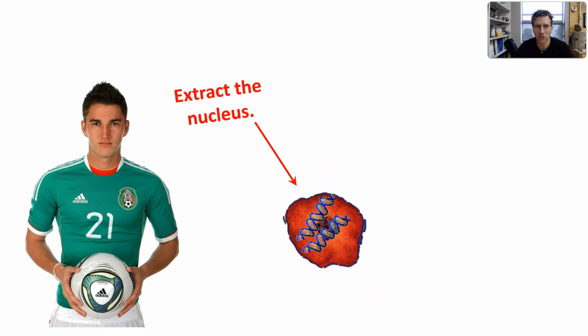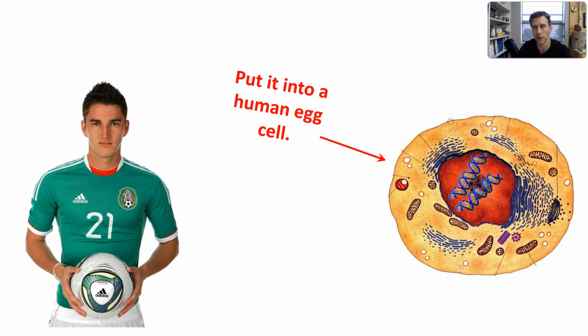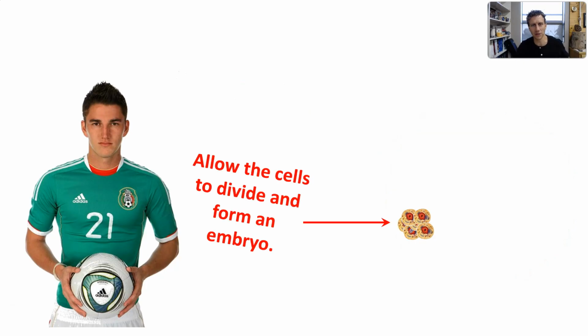What do we do? Extract the nucleus. Take the nucleus out. Okay? And put it into a human egg cell. Okay? So we find some woman, extract an egg cell from the woman, remove the nucleus from that egg cell, and put his nucleus into that egg cell. Okay? So same process so far. Allow the cells to divide and form an embryo.